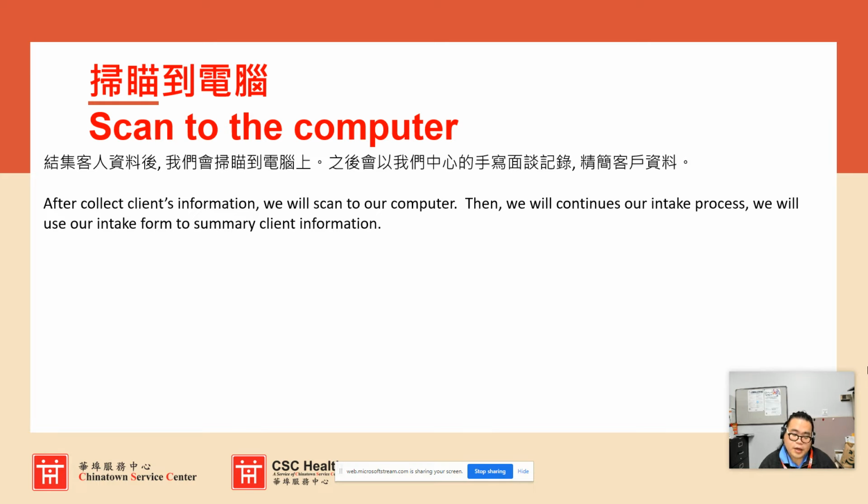Of course, like previous years, we will be adding the bank information if they want direct deposit or direct debit. After we do this one, we will scan it to the computer. But these two forms we will not scan to the computer. This one we just keep to let our tax preparer understand.